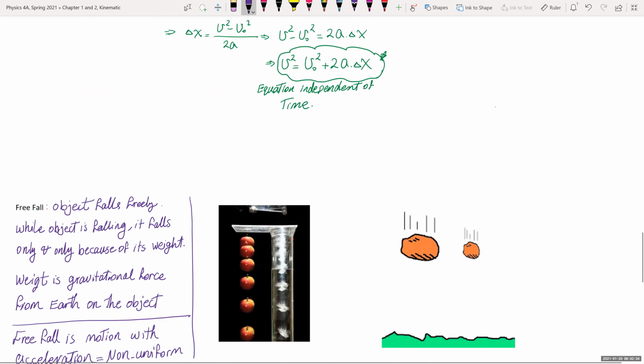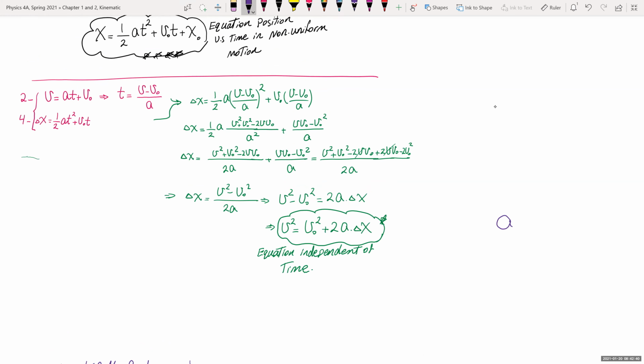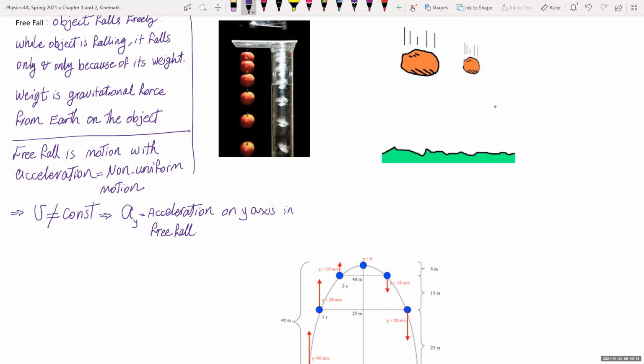In previous lectures, if you look at these equations, guys, this acceleration in reality is acceleration on the x-axis, because it's on the horizontal axis. We don't put this x, maybe because we don't want to make the equations messy. But in reality, it's ax, acceleration on the x-axis. So in free fall, acceleration is on the y-axis.